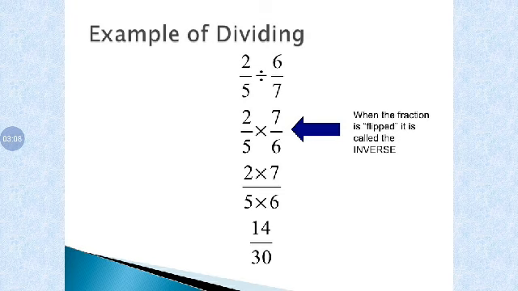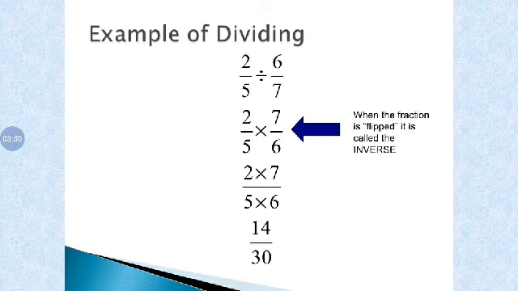Example of dividing 2 by 5 divided by 6 by 7. So recall the rules. Keep it, change it and flip it. Keep it means don't change the first fraction, 2 by 5. Change it means division into multiplication. Flip it means to form the reciprocal. 6 by 7 is the reciprocal of 7 by 6.